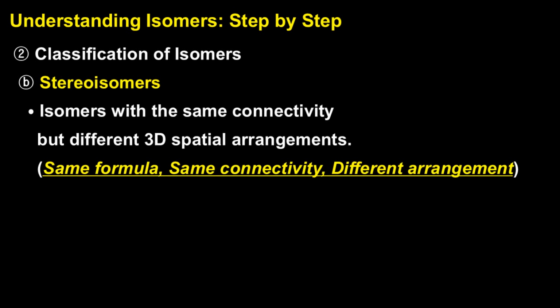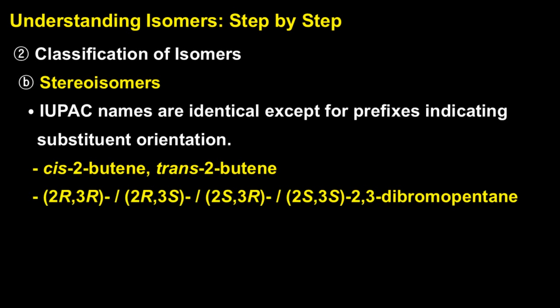On the other hand, stereoisomers have the same connectivity, but their atoms are arranged differently in space. Since the bonding sequence stays the same and only the orientation changes, their IUPAC names are usually identical, except for prefixes that indicate how the substituents are arranged. One classic example is cis-2-butene and trans-2-butene. In cis-2-butene, the two methyl groups are on the same side of the double bond, while in trans-2-butene, they're on opposite sides. This small difference in spatial arrangement has a big impact on boiling points and polarity.